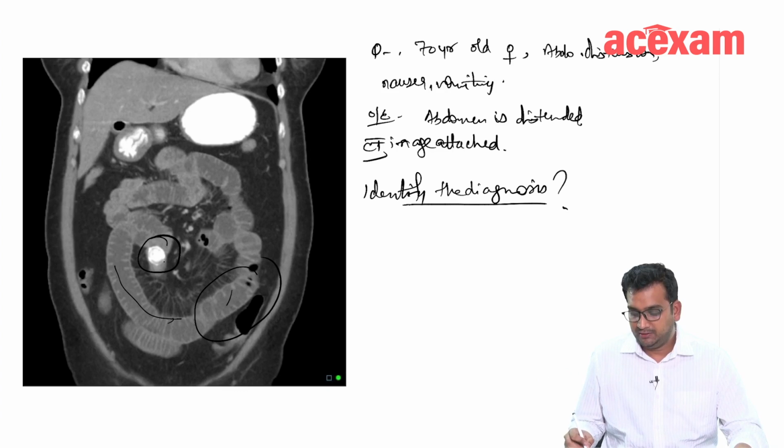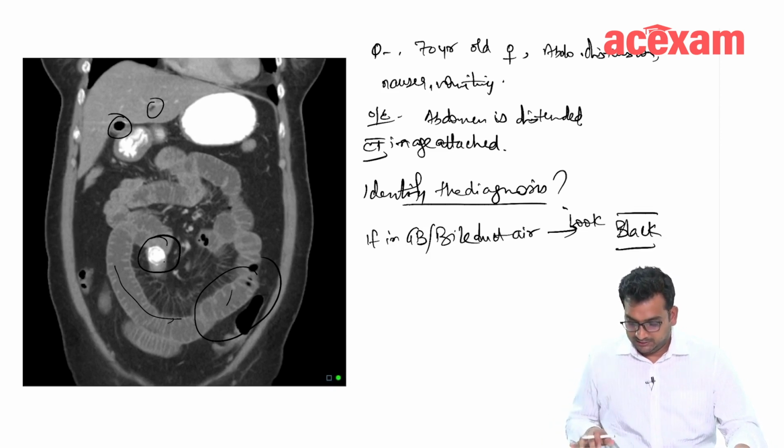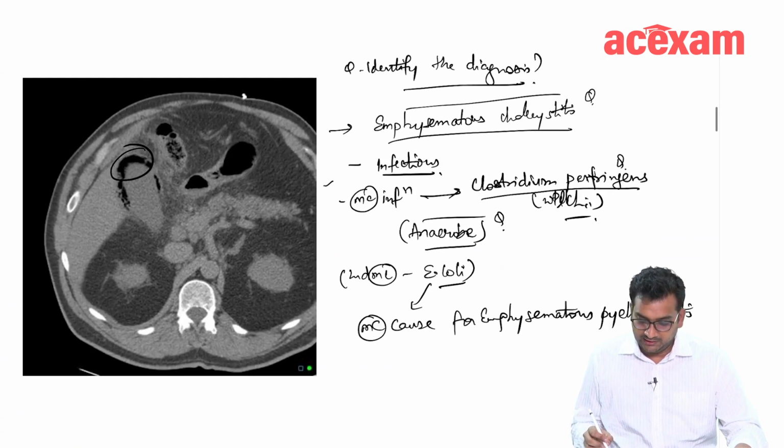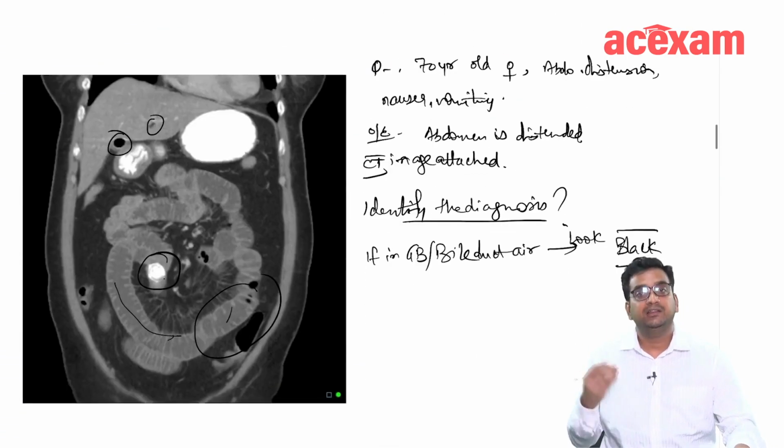So if in gallbladder or bile ducts, here in the bile duct there is some air, here there is gallbladder, there is air. Air looks black. Okay, just wait a second. Here you can see the content in the gallbladder is not black here. Whenever there is air, wherever there is air, it is black. Similarly, if in the gallbladder there is air, it is looking black.